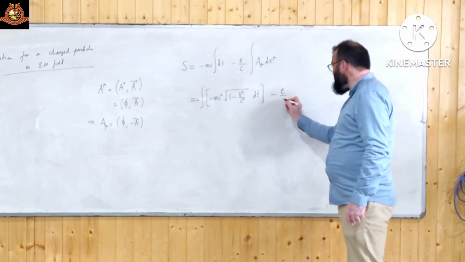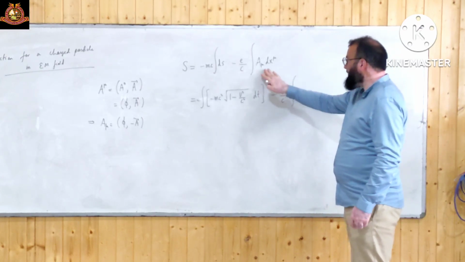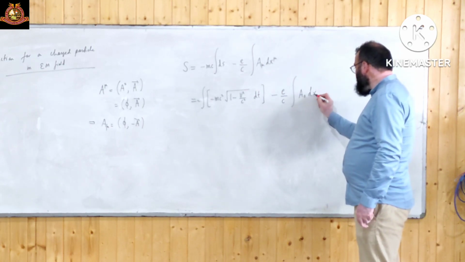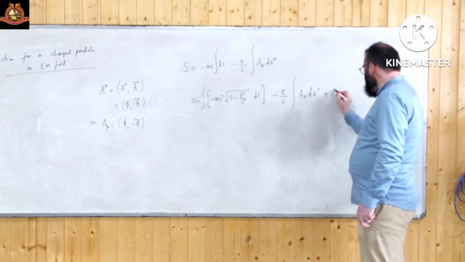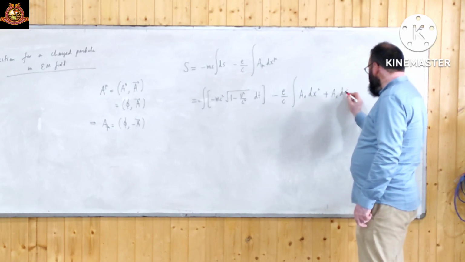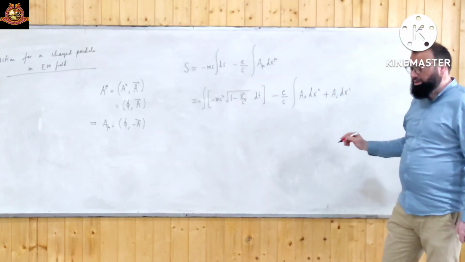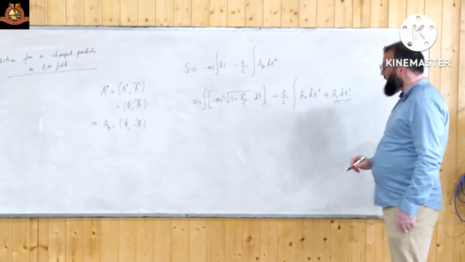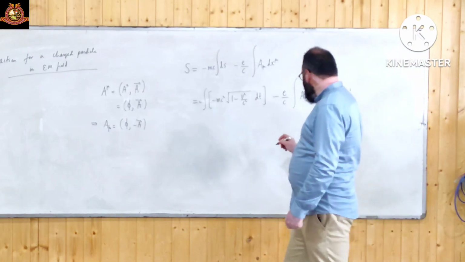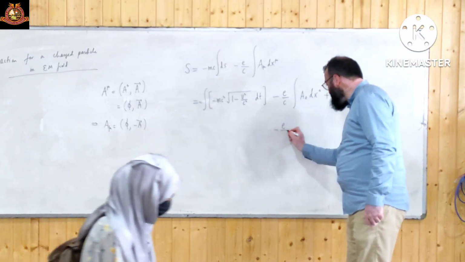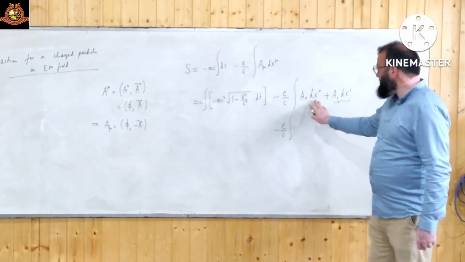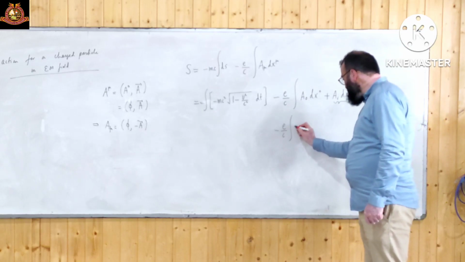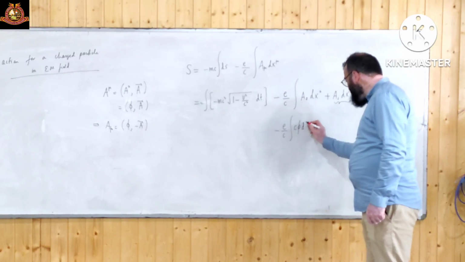Let's rewrite it. It's e by c, okay, A mu dx mu. So I can write it like this: A0 dx0 plus Ai dxi, where there is a summation over i. So this is equal to minus e by c. So what is A0? A0 is phi. What is dx0? c dt. So it is simply c phi dt.